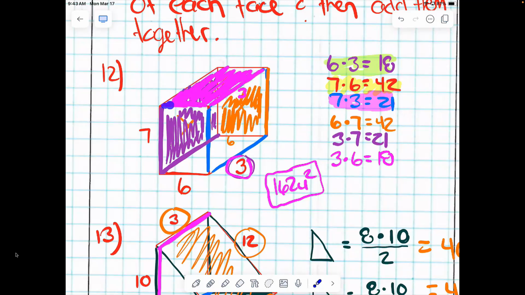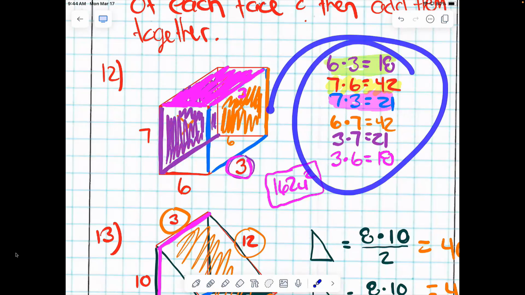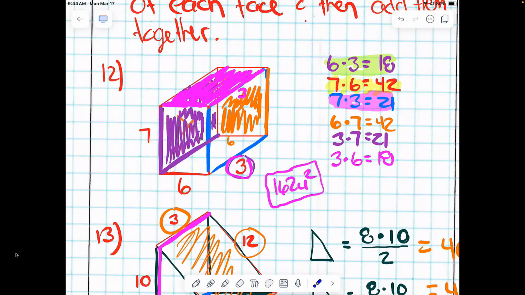What are the dimensions? What's this dimension right here? 6? What's this dimension right here? Well, it has to be the same as this one. Oh, it's 3, right? How about the backside? What is the base of this backside? It's 3 again. What's the height? 7.